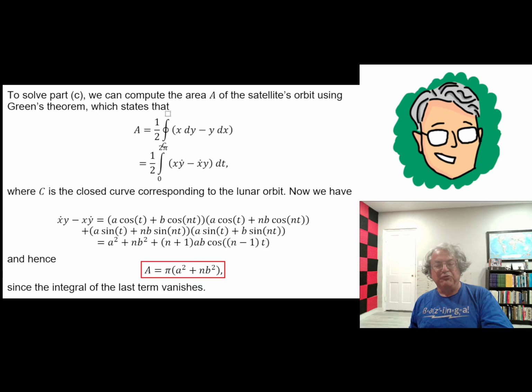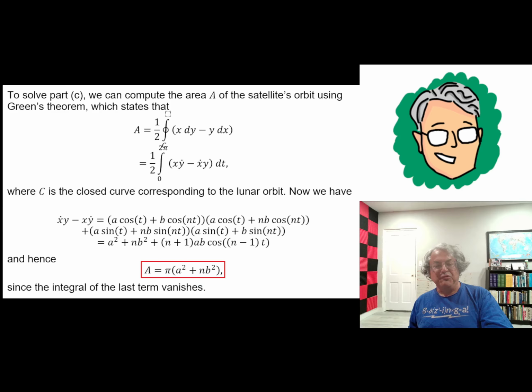And we can simplify this. We want to write this integral in terms of t. If you do that, you just have the integral, t going from 0 to 2 pi, of x y dot minus x dot y, where the dots mean derivatives with respect to t. So we can calculate the integrand. That's the first thing I'm doing here. You get kind of an ugly expression, but you can simplify it using trig identities. When you do that, you get a squared plus nb squared plus n plus 1 times ab times the cosine of n minus 1 times t.